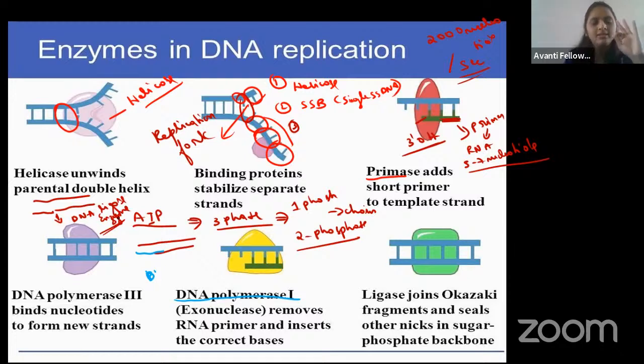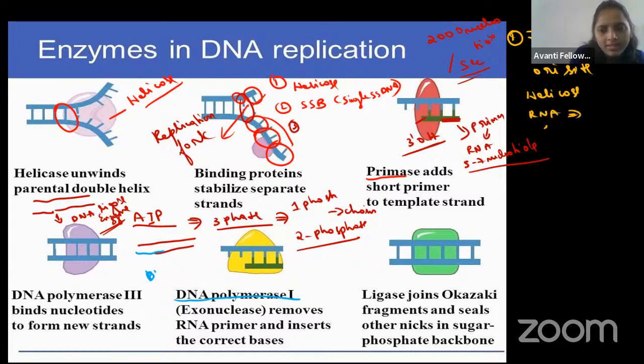So that's it, guys. In the DNA replication, there are 3 steps. One is the initiation. Initiation is going to happen at the ORI site. The first initiator here is the helicase enzyme. Helicase enzyme will unwind. Then the RNA polymerase is going to synthesize the primer. Where is the primer going to be synthesized? At the 3' end.